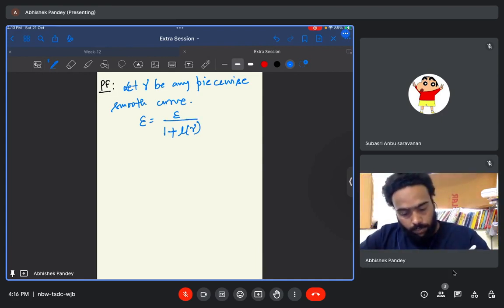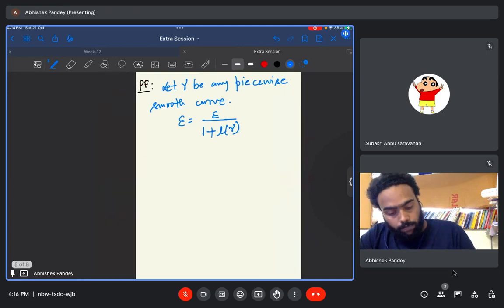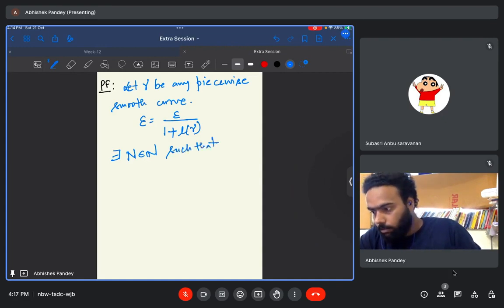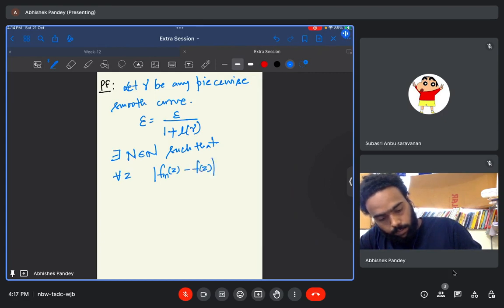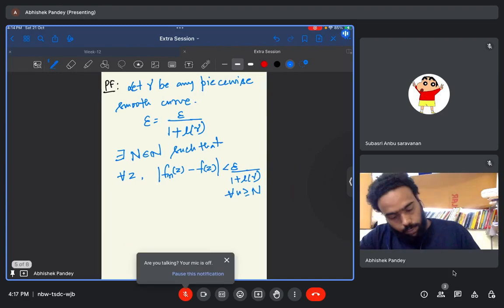Since fn converges uniformly, for this epsilon there exists some capital N such that for every z we have |fn(z) minus f(z)| is less than epsilon upon 1 plus length of gamma for every n greater than or equal to N. This is what we have. Now we have to prove this thing.